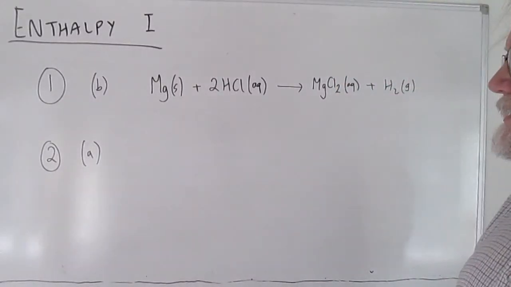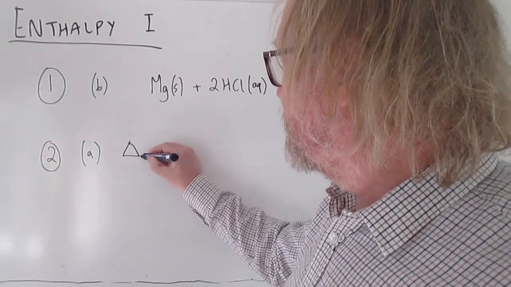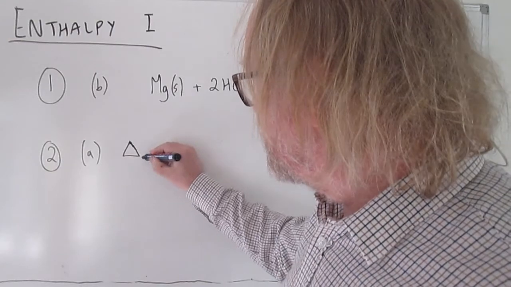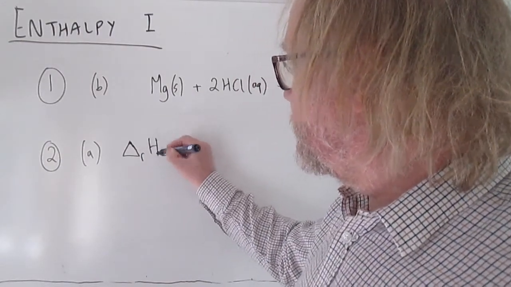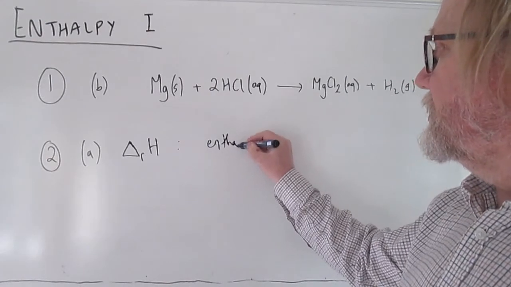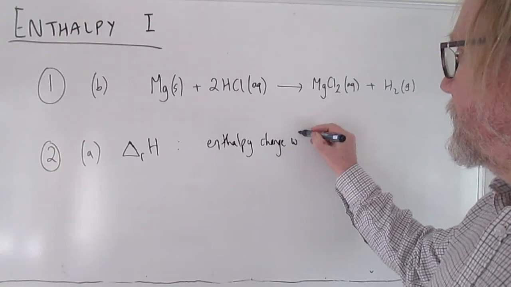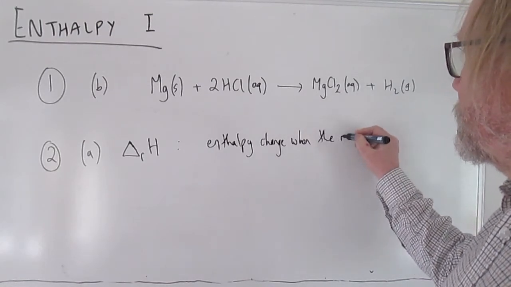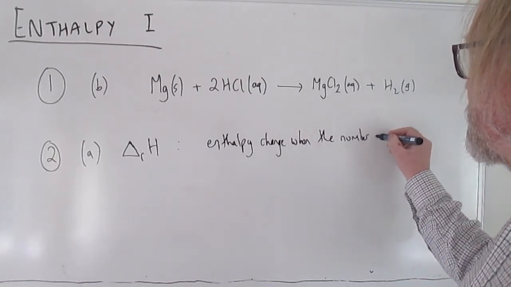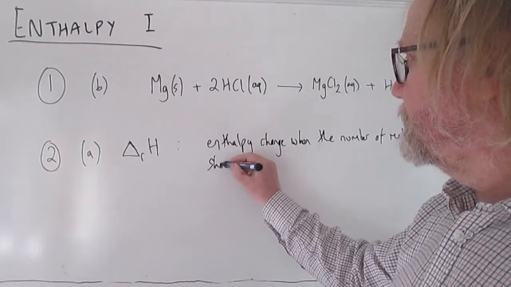Question 2 wants to know first of all about the enthalpy change of reaction, which is written like this: delta, that's a Greek capital delta, little r, H. And what that means is that it's the enthalpy change when the number of moles shown in the equation react. Okay, so that's what you need to write down if you're asked what it means.